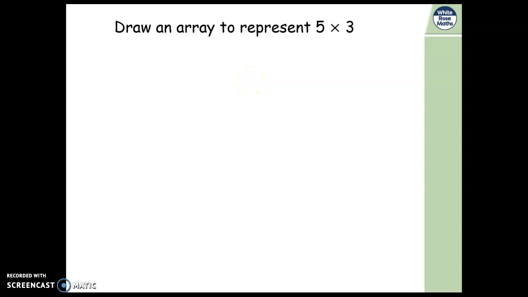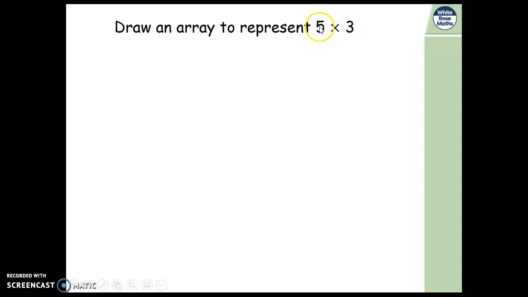So some questions will need you to actually draw an array. If we look at this question, draw an array to represent 5 times 3 or 5 groups of 3, it's easier to think of it as 5 groups of 3.